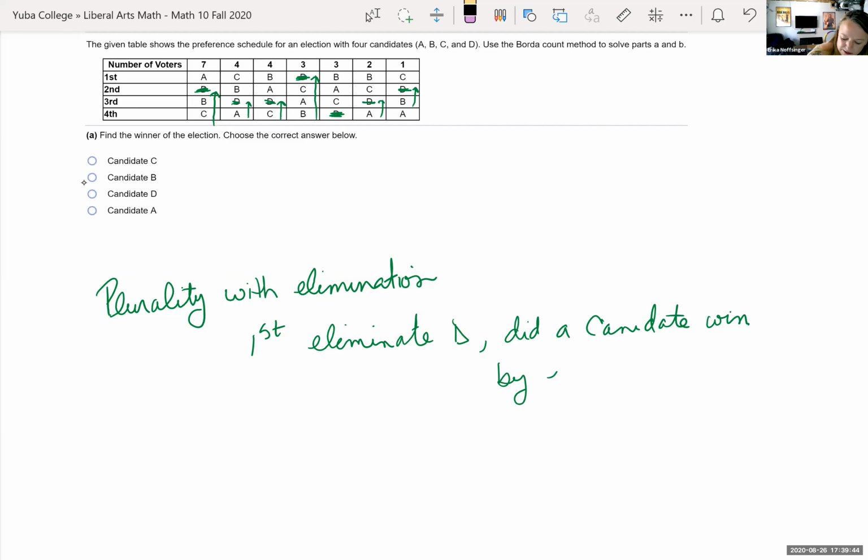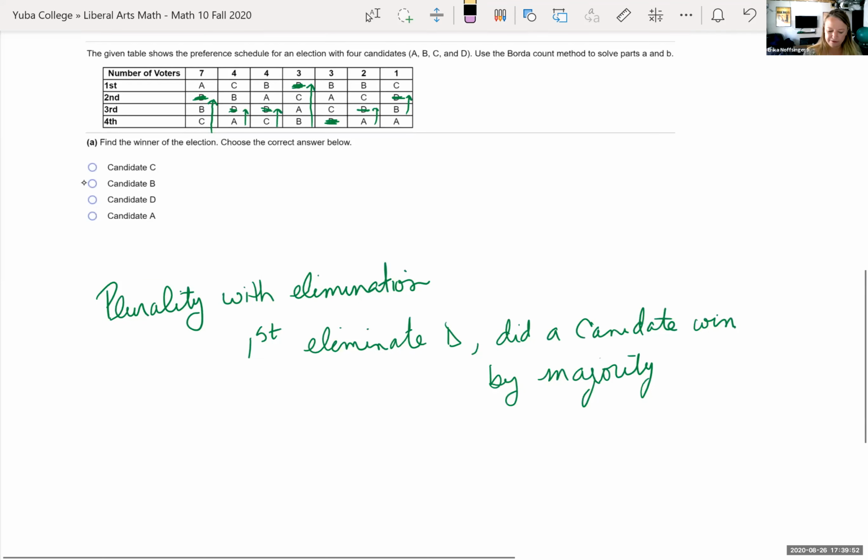And if they didn't win by majority after getting rid of D, then we're going to get rid of the candidate with the least number of votes after we shifted everybody up. So let's look at it after we've eliminated D. A still has 7 here. They didn't get moved up in here. So A has 7 votes still.